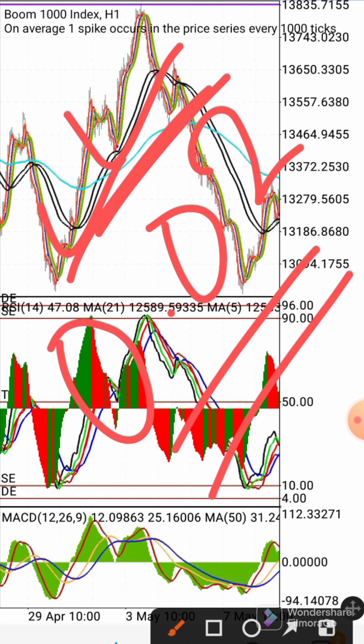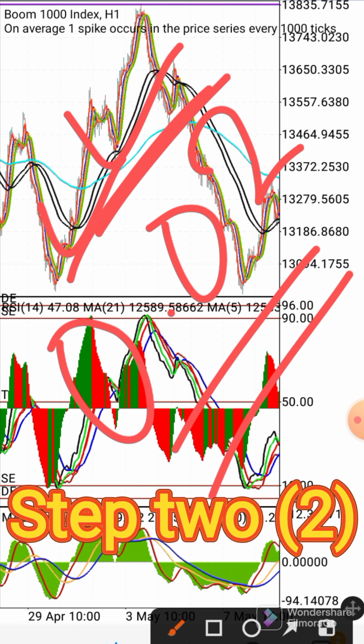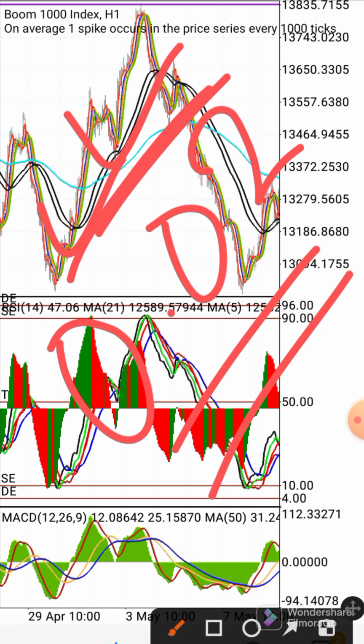So the second step is you should make sure you are not trading more than one single entry. I repeat, one single entry.